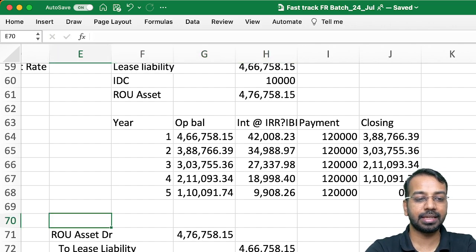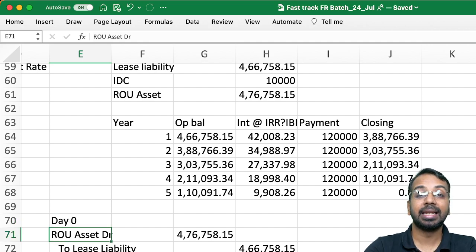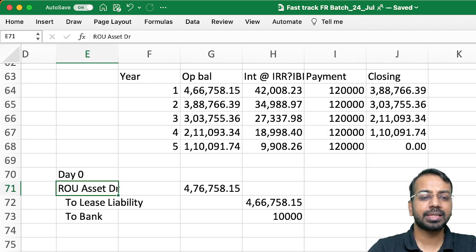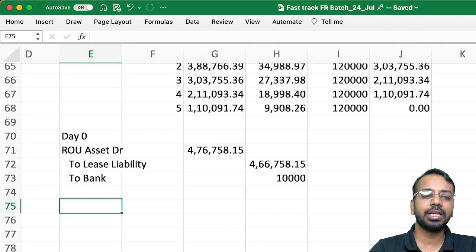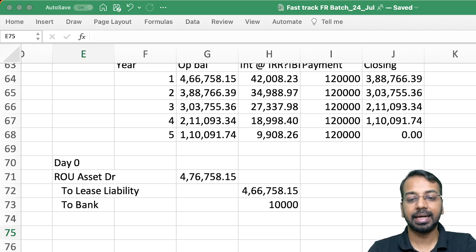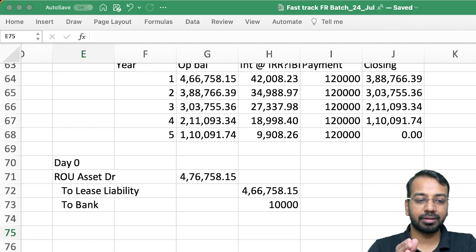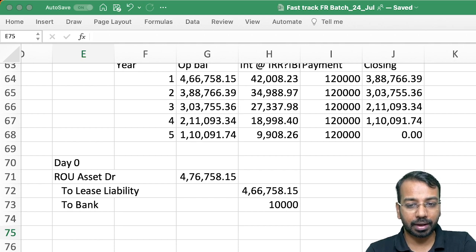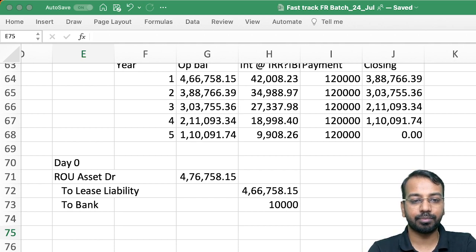So this is on day 0, the entry that you would pass, recognizing a right of use asset, a lease liability, and crediting bank. If you have made some advance payments, or some initial direct cost, this is what you will pass. Then subsequently, at the end of each year, you would pass an entry recognizing the interest expense and also accounting for the lease liability payment that is done, right?